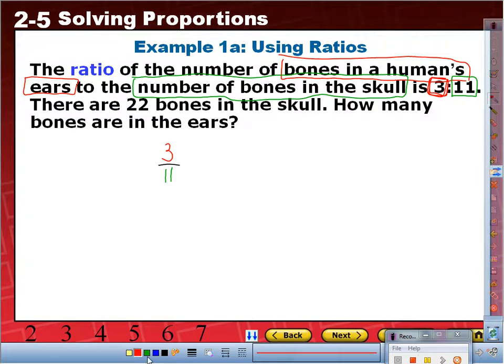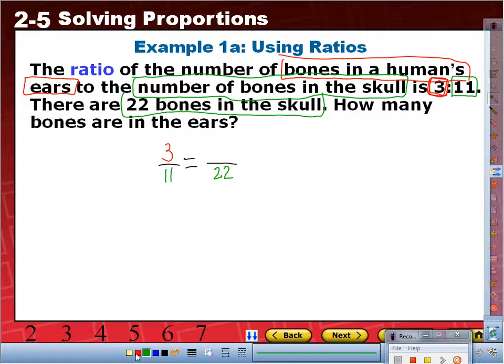Okay, so far so good. Then it says, there are 22 bones in the skull. So I'm going to box that with which color? Which color did I box the bones in the skull? Green. So I boxed 22 bones in the skull with green. So if I'm going to compare these two, where should I put the number 22? On the denominator, because the denominator corresponds to the bones in the skull. So this is 22. Are we there so far?